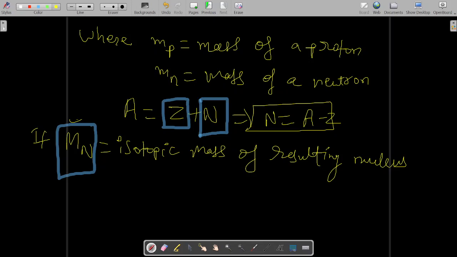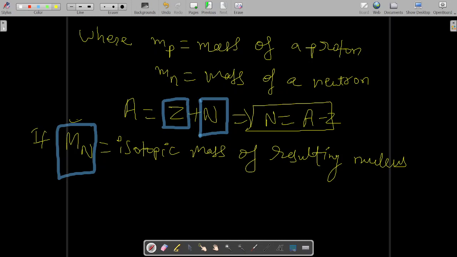But the atomic mass number A will always be a full integer, and the isotopic mass Mn will always be a point figure. It will never be a complete full figure. In some of the cases I had told you, like C12, O16, Mn comes out to be coincidentally equal to your atomic mass number A. But usually this capital Mn is a point figure, not a perfect figure. So capital Mn is equal to the isotopic mass of the resulting nucleus.